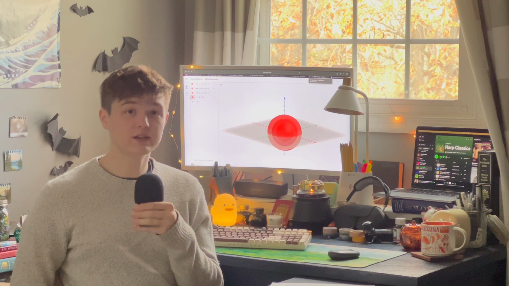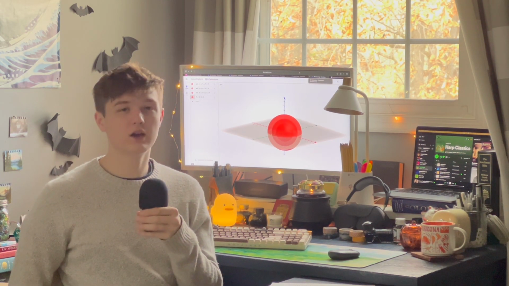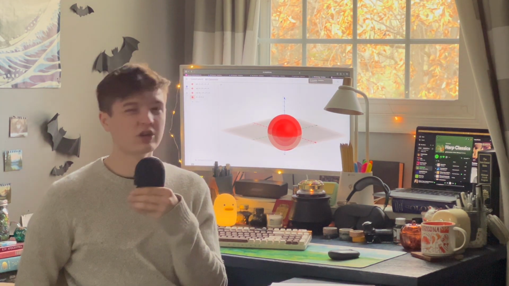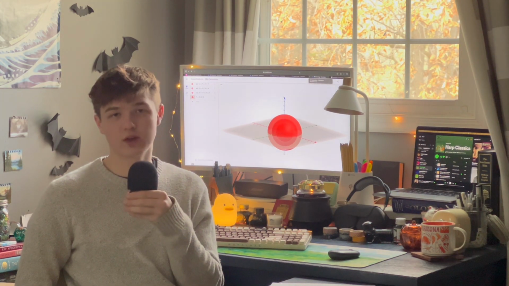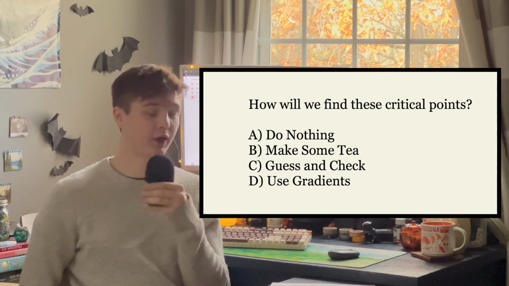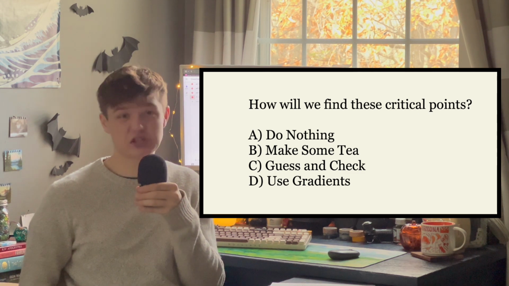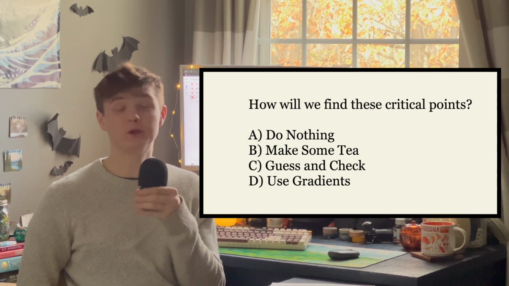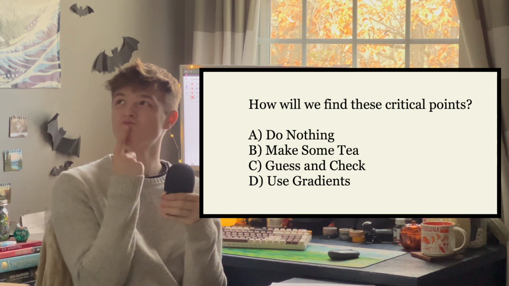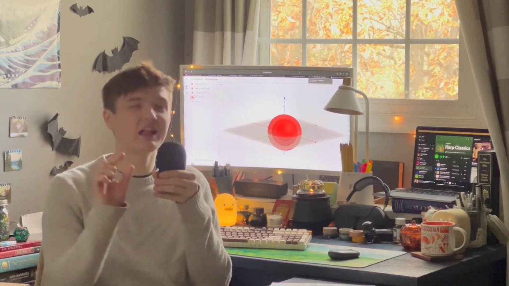But when they're constrained, then we're going to know that where the constraint and the surface intersect, there might be a point where there's a maximum or minimum of the function. Okay, so how do you think we'll find these critical points when we're given a function and a constraint function? Are we going to A, do nothing, B, make some tea, C, guess and check, or D, use gradients? What do you guys think? The answer is that it is D, with a little bit of C.